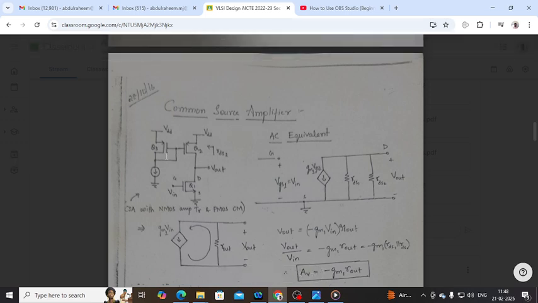In the exam, he will not mention whether you take PMOS or NMOS. He will just ask for a common source amplifier with current mirror. You can take PMOS or NMOS. This is my experience, as I'm practically oriented, so I use NMOS, but I'm going to teach you both here.